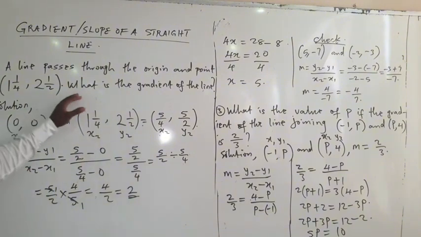At times they use slope, at times they use gradient. They both mean the same thing. So that is that on the gradient of a line. So we stop here, we move to the next topic.